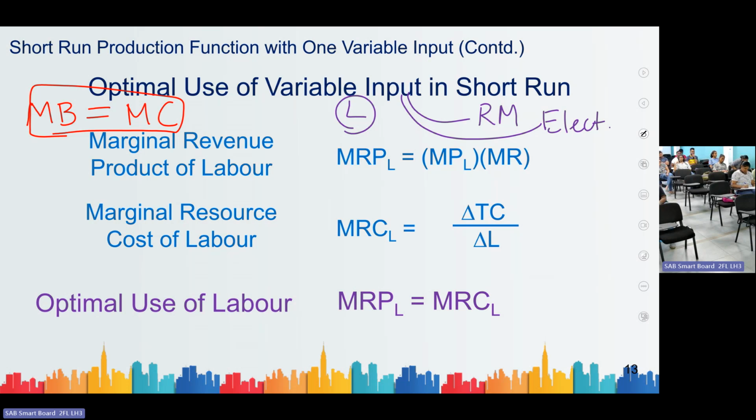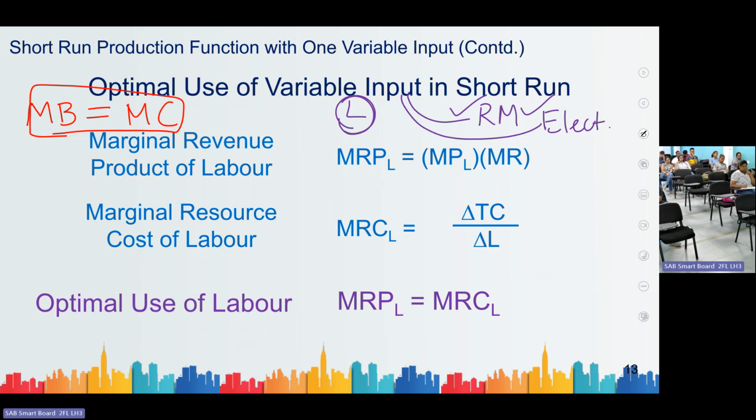Likewise, there may be some other types of variable inputs. Whatever the variable input, you have to follow the same logic. We will explain the logic in relation to labor only, but you can generalize the same logic to any other variable inputs. So let's see how a rational producer will decide its optimum use of variable input in the short run.